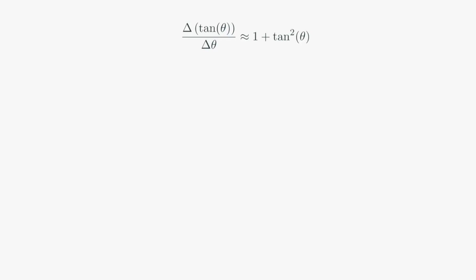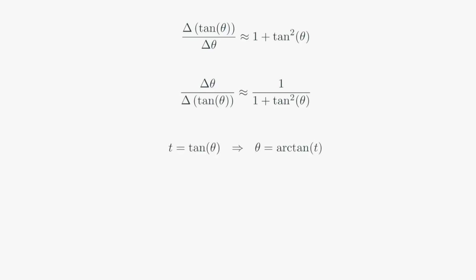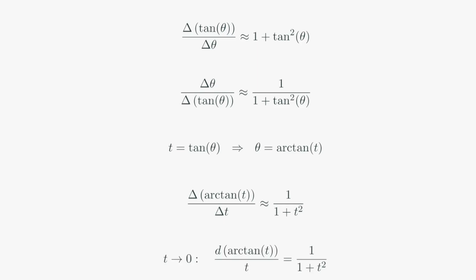So looking at this new way of writing the approximate tangent derivative, let's take the reciprocal. Now, typically on the left there in the denominator, we would have change in a variable. So let's make tangent theta a new variable, t. That means that theta is the arctangent of t. So making this substitution, we have change in arctangent over change in t is approximately 1 over 1 plus t squared, and we have the derivative of the arctangent function.